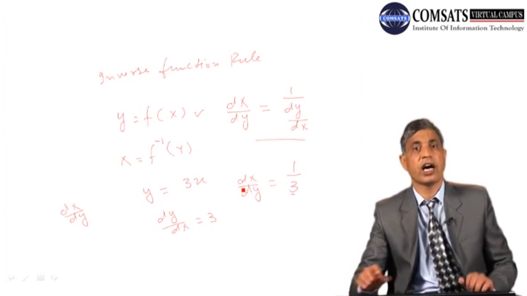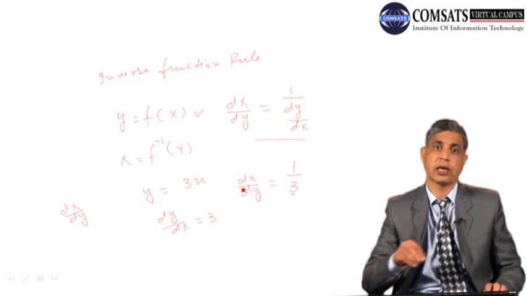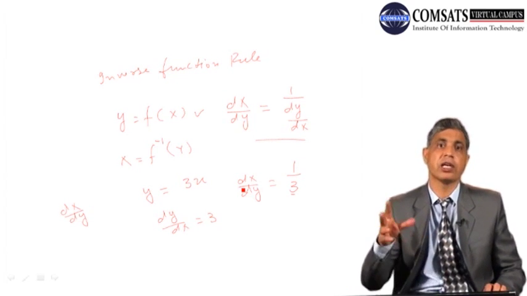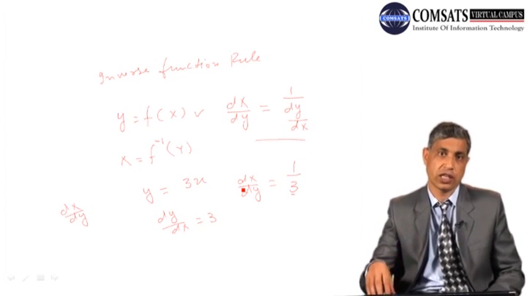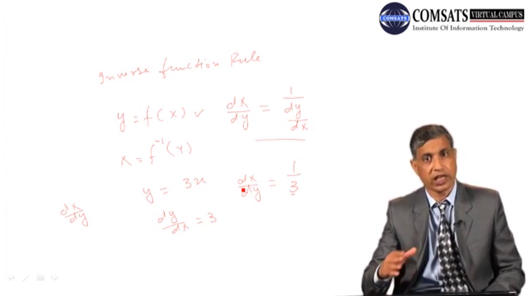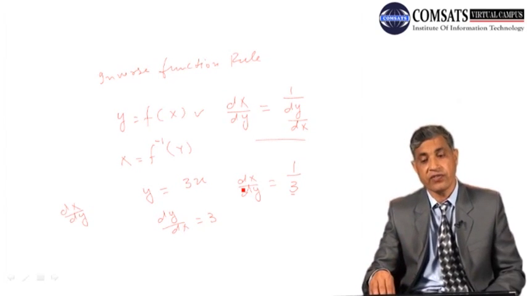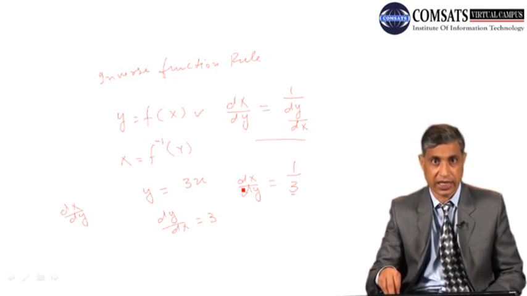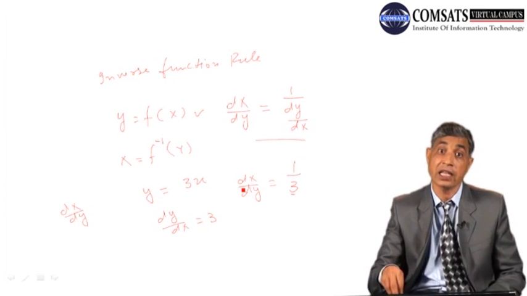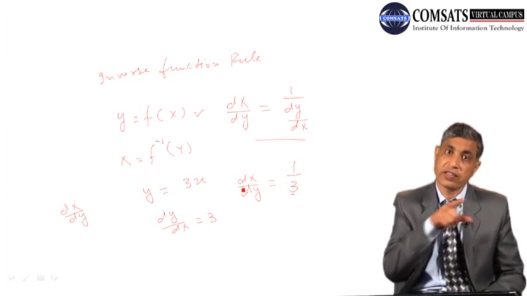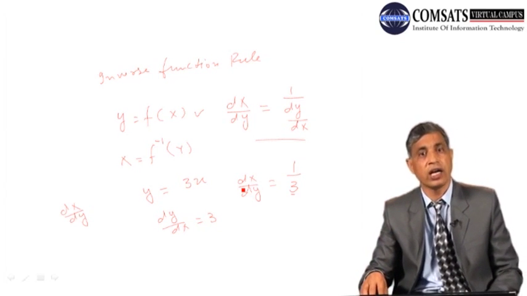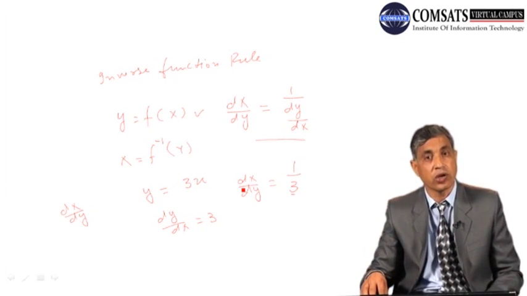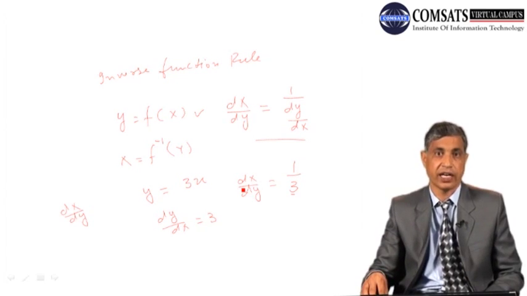What this means is our independent variable becomes dependent and the dependent variable becomes independent. So in this case we use the inverse function rule. That is very easy: if we are interested in measuring the change in x with respect to y, but the function is giving that y depends on x, then we use the formula that dx over dy is equal to 1 over dy over dx.